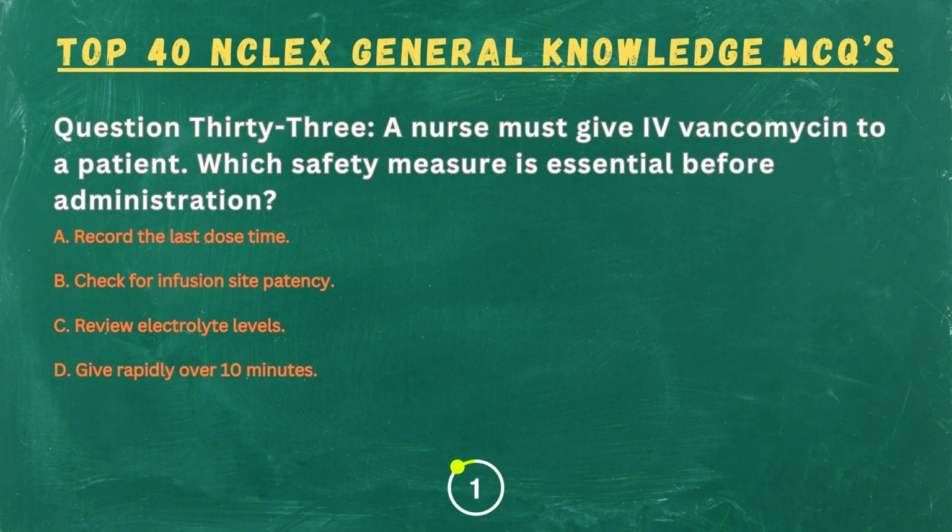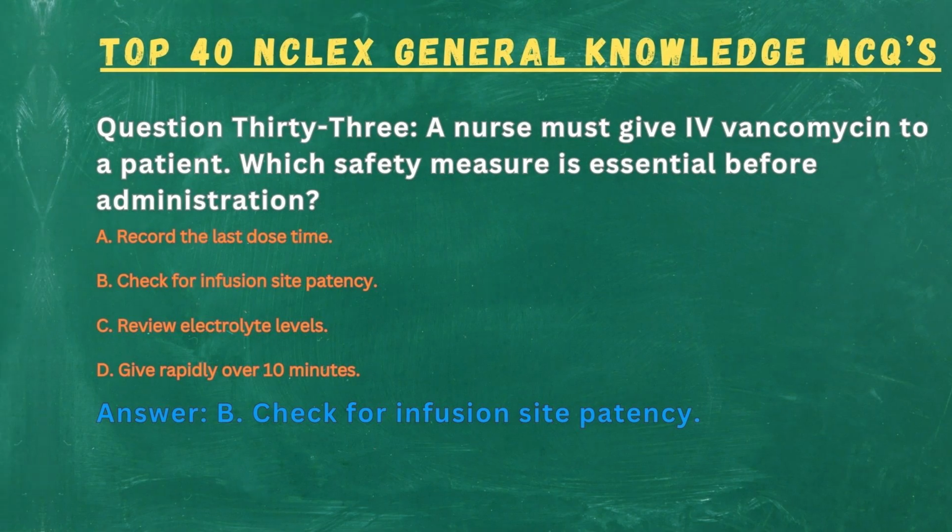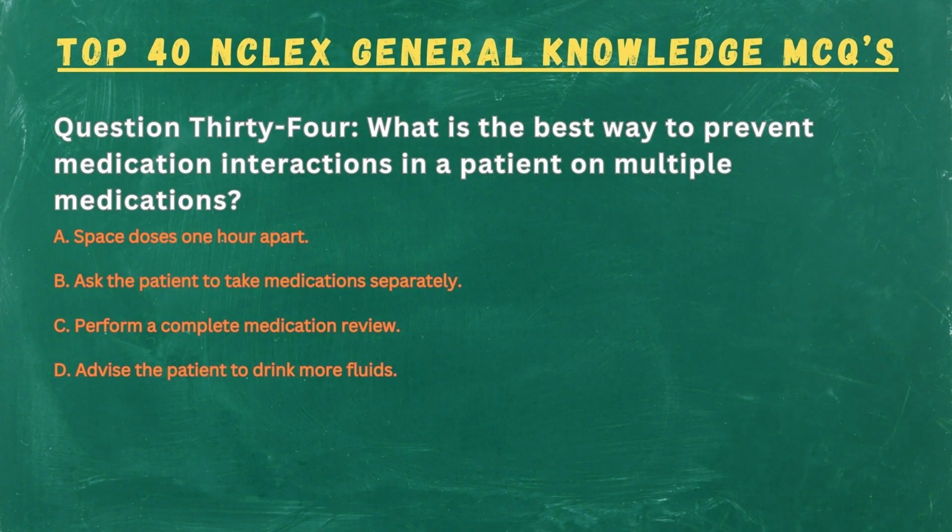Answer: B. Check for infusion site patency. Question 34. What is the best way to prevent medication interactions in a patient on multiple medications? A. Space doses 1 hour apart. B. Ask the patient to take medications separately. C. Perform a complete medication review. D. Advise the patient to drink more fluids.